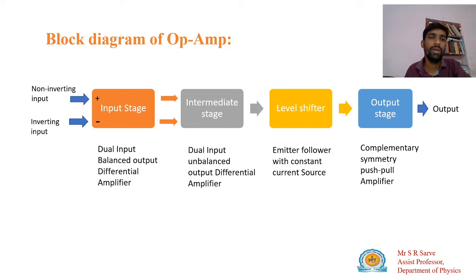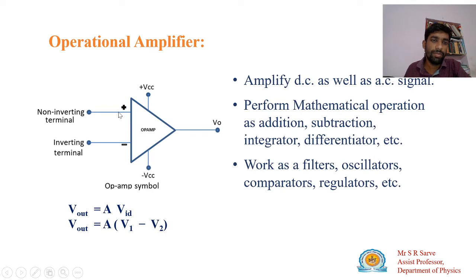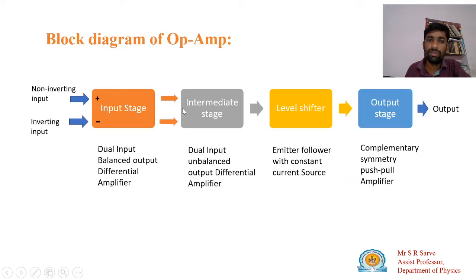Next we will study the block diagram of operational amplifier. This operational amplifier consists of four stages. First is the input stage, second is the intermediate stage, third is the level shifter, and fourth is the output stage. These are the two inputs, non-inverting terminal input and inverting terminal input, and this is your output. Between the two inputs and one output, there are four stages. First is the dual input balanced output differential amplifier, second is the dual input unbalanced output differential amplifier, third is the level shifter, which is an emitter follower constant current source, and fourth is the push pull amplifier.